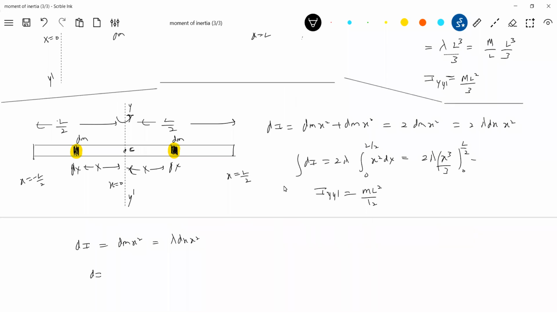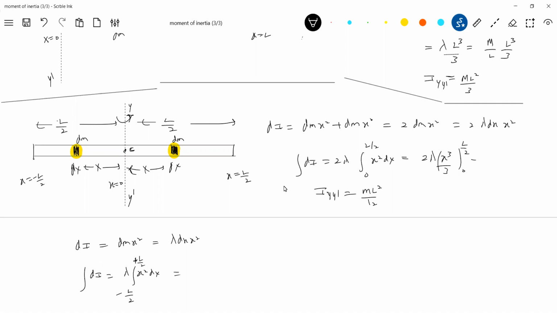Or this dI is equal to, with limits minus L by 2 to plus L by 2. Both will be the same, you'll get the same answer. So solve it, substitute here. So we are not getting this 0 to L by 2.